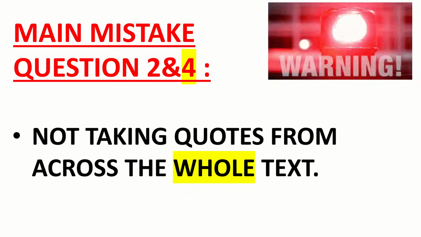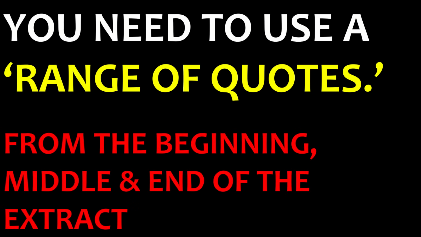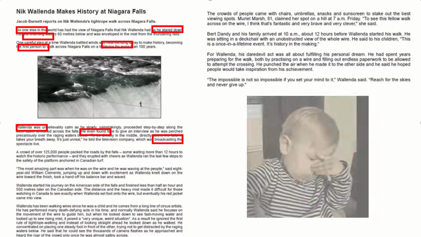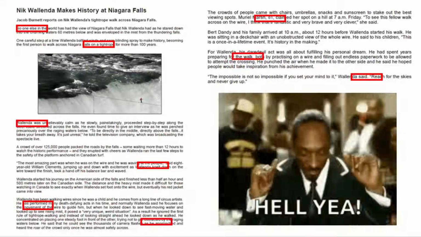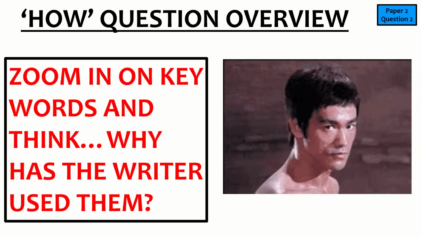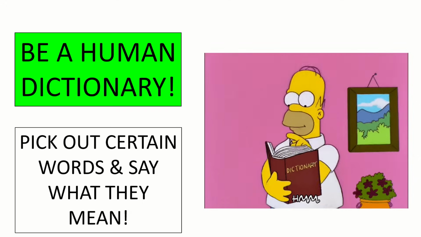So the main mistake from question 2 and 4 is not taking quotes from across the whole extract, so you would get marked down for doing something like this. You've got to make sure you take quotes from all over the extract, and again you're going to zoom in on keywords and say why the writer has used them.